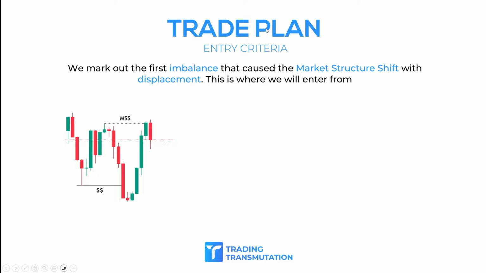Now, after we've marked out our market structure shift, we then mark out the first imbalance that caused the market structure shift with displacement. This is where we enter from. So you can see this market structure shift here with a big series of candles, which is our displacement. Now, what we want to do is mark out the start of the imbalance. So basically the first imbalance you can see, which is right over here. It's as simple as that, okay? You mark out this imbalance right over here.